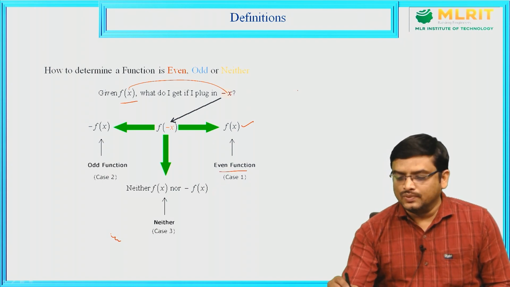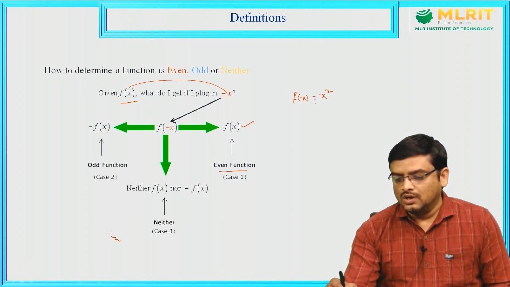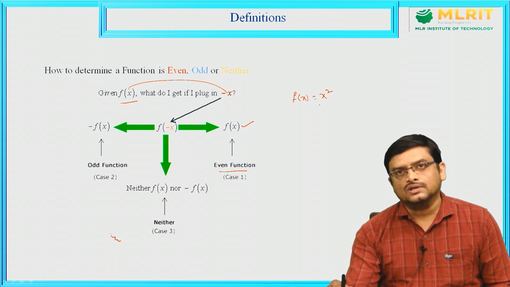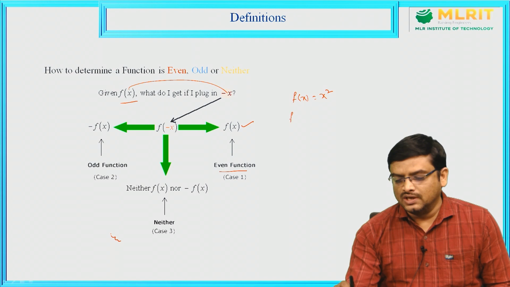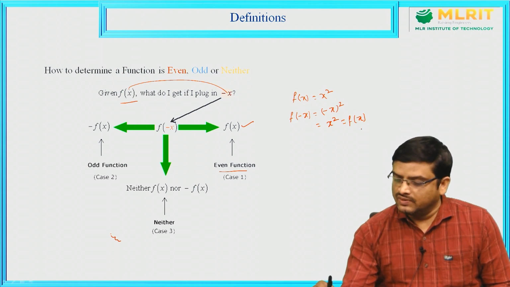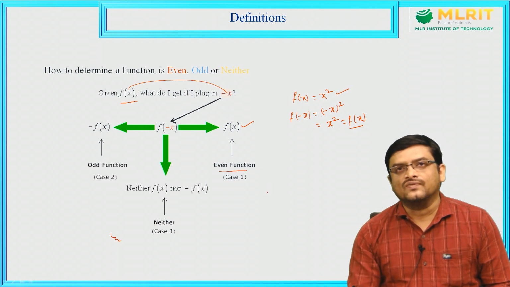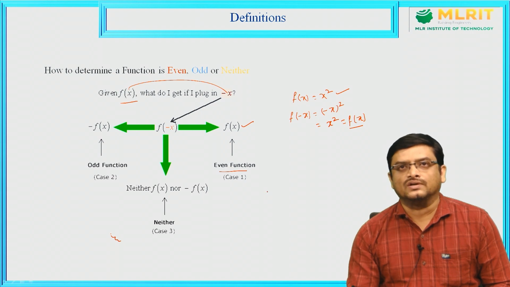Suppose you take one example here, f of x is equal to x squared. Now I want to check whether this function is an even function or odd function. Replace x with minus x here. So you will get minus x whole square, which is equal to x square. This x square is equal to f of x. Even though we replace x with minus x in the function, once again we are getting the same function f of x. Then we can say that f of x is equal to x square is an even function.